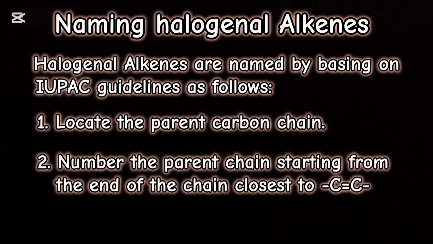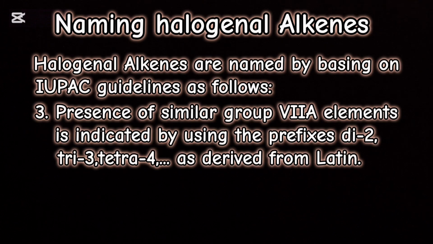The second guideline mandates that we always assign numbers to the carbon chain starting from the end of the carbon chain that is closest to the carbon-carbon double bond. Guideline number 3 is that presence of similar group 7A elements on the carbon chain of the alkene must be indicated by using prefixes di for 2 similar group 7A elements, tri for 3 similar group 7A elements, tetra for 4 similar group 7A elements, and so on as derived from Latin.